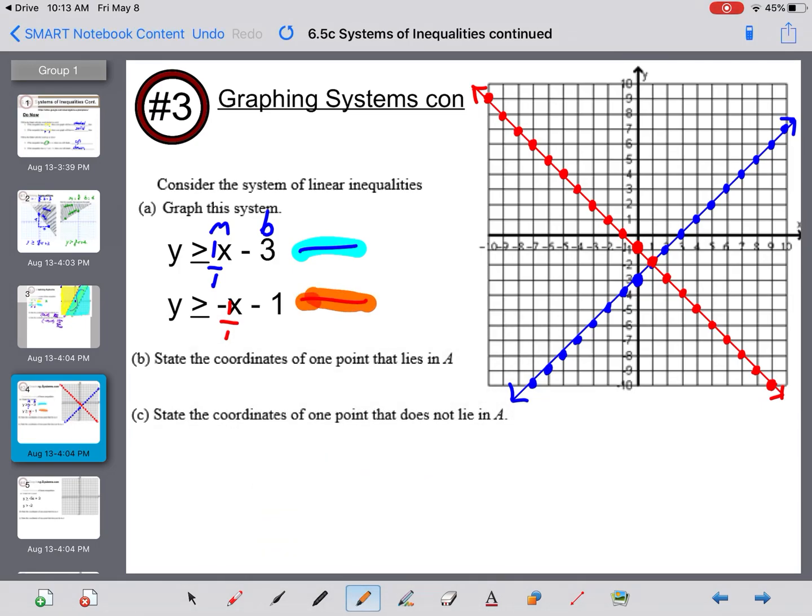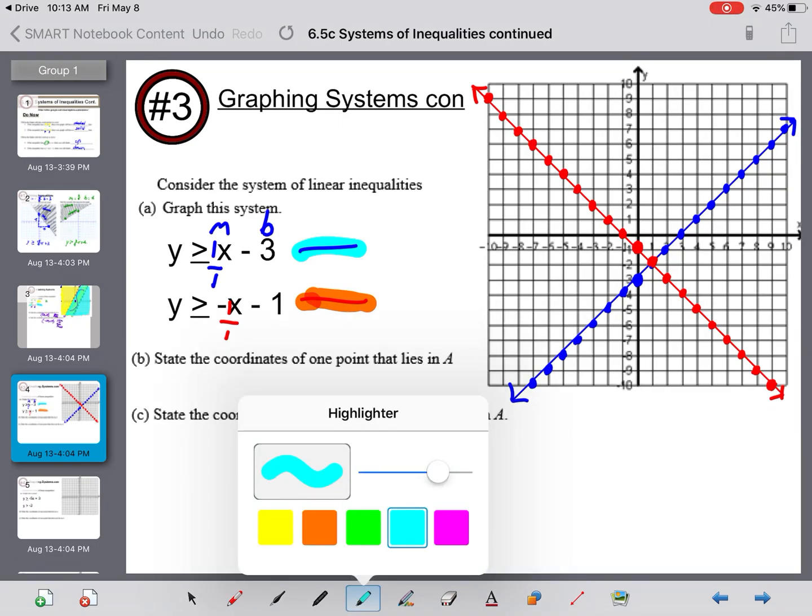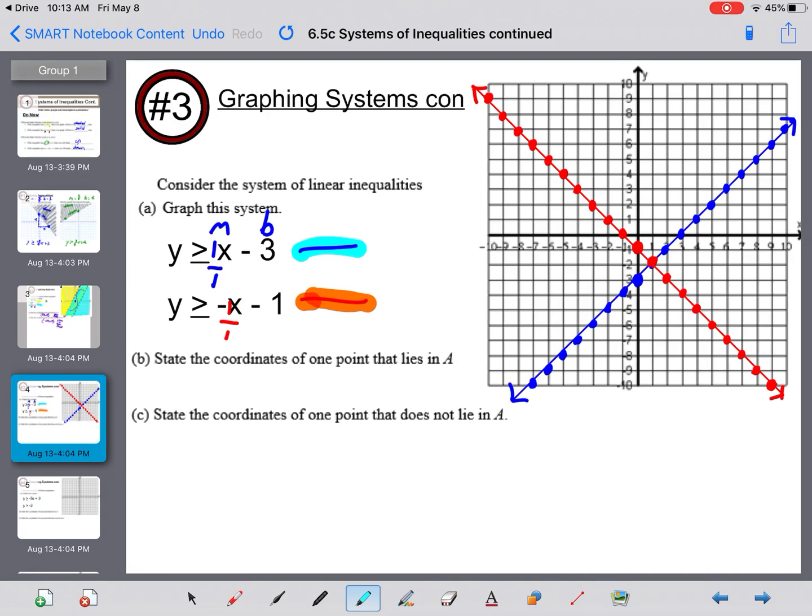So the blue line I'll do in blue, the red line I'll do in this orange color, and we'll kind of see what these two merge together to create. Y is greater than or equal to the blue line, which means I'm going to shade above our blue line.